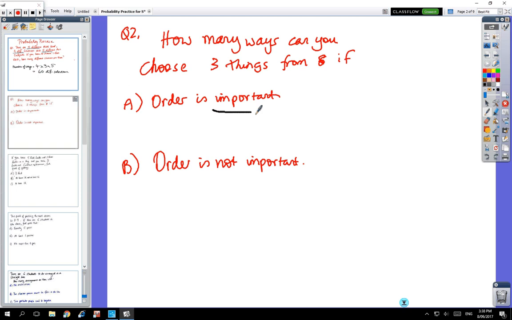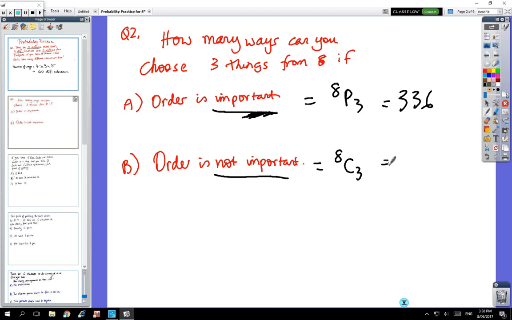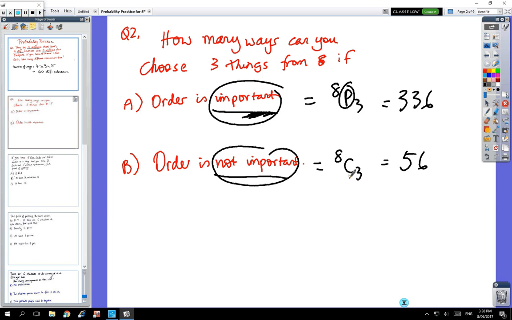Okay, if the order is important, we've got 8P3. If the order is not important, it's 8C3. So then it's just using your calculator. 8P3 is 336, and 8C3 is 56. Okay, so that's that one there. So if the order is important, it's a permutation. If the order is not important, it's a combination.